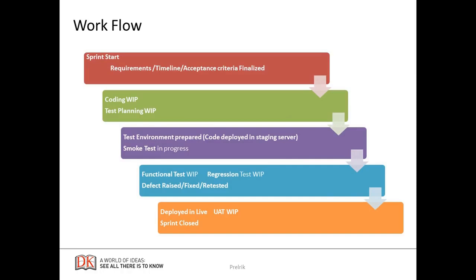Now the workflow is actually a workflow of Agile. I'll cover Agile in a separate video, so I'll just explain it quickly. At sprint start in Agile, the team fixes a sprint of 1, 2, 3, or 4 weeks, and fixes the requirements, timeline, and acceptance criteria for that sprint. While coding is in WIP, the test team plans their work and sets up the test environment. At the same time the tester performs smoke testing, functional testing, and regression testing in progress, and if there is any defect it will be raised and fixed, and then deployed into live.